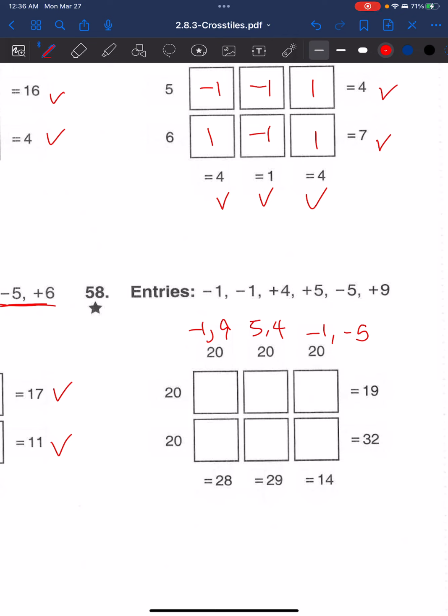And so the three numbers that we're going to use to get negative 1 are negative 1, 5, and negative 5. These two cancel out, so we have negative 1. Then that means the numbers we have are 9, 4, and negative 1. And all of the rows and columns are satisfied with the combination, so we know that that works out.